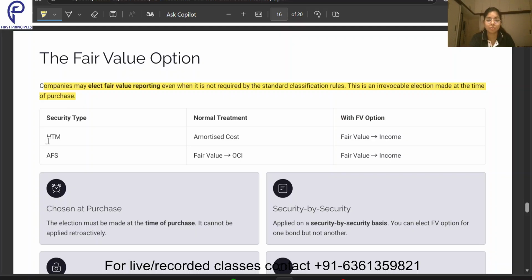Like for example, for the held to maturity, it should be recorded at amortized cost, but if I am choosing the fair value method, then always I should record the held to maturity security at its fair value, and any changes in the fair value will be recorded where, in my income statement. Now coming to the AFS, available for sale security, if we are recording it at the fair value, any changes go to the OCI. But if we are using the fair value measurement option, in that case any changes will be recorded where, in my income statement.